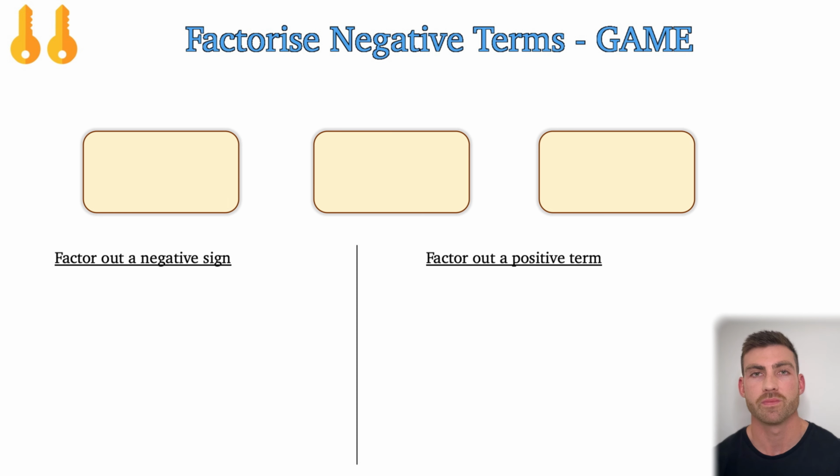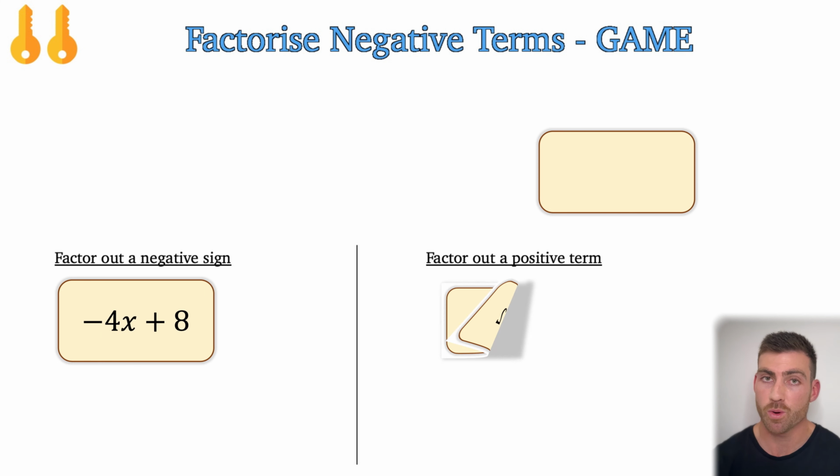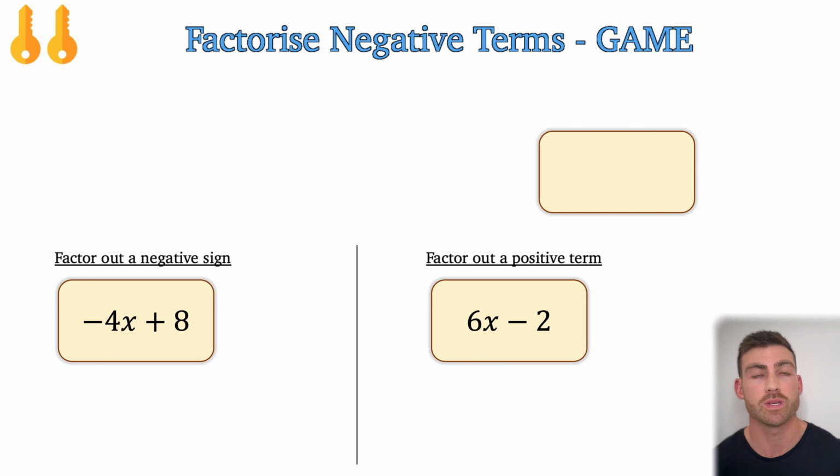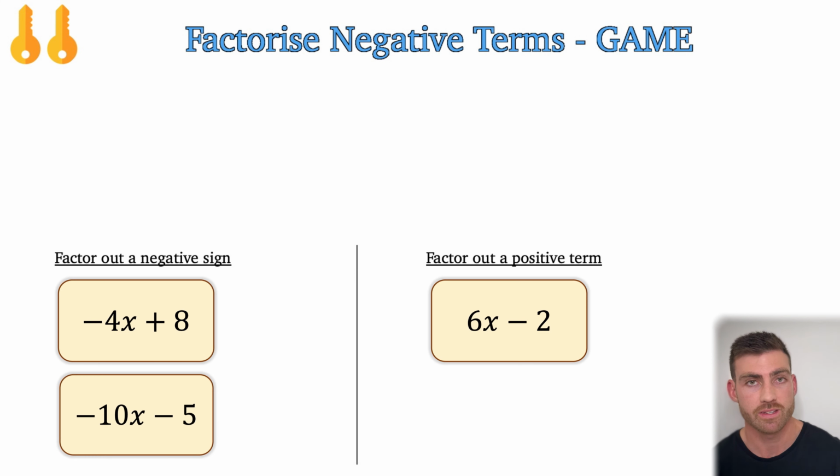Round 1. Here is the first card. Here we'll factor out a negative sign since the first term is negative. Round 2. Here's the second card. Here we'll factor out as normal since the first term is positive. Round 3. Here's the third card. Here we'll factor out a negative sign since the first term is negative.